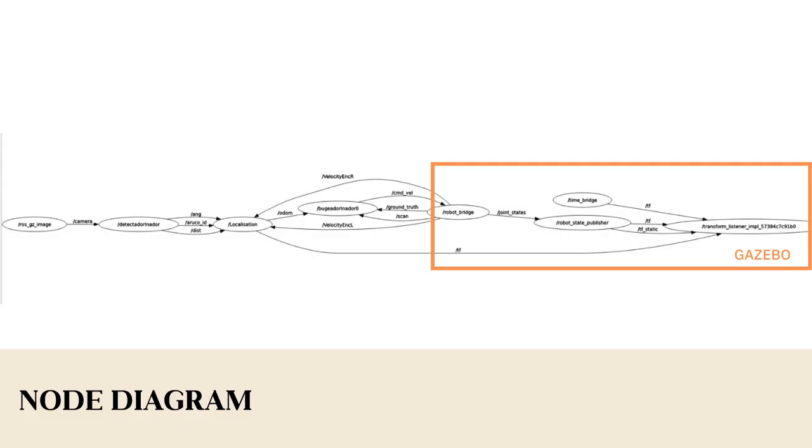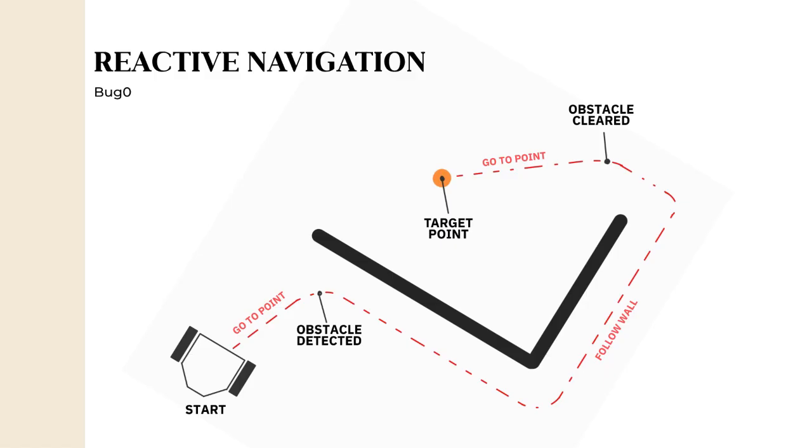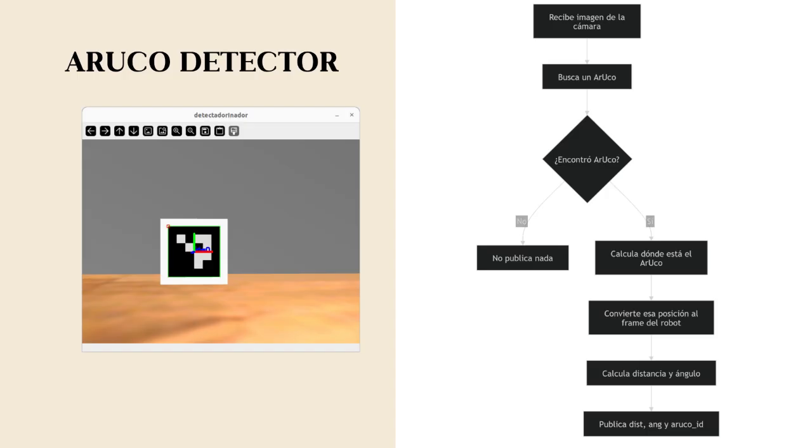So this is the node diagram of our project. We can see three important nodes: detector, localization, and bug node. Next is the reactive navigation algorithm, which we implemented as Bug 0. First, it tries to go to the point. When an obstacle is detected, then it goes to follow wall and follows the wall till the algorithm detects that there is no obstacle and it's cleared and it has a straight distance to the point, and then it gets on target.